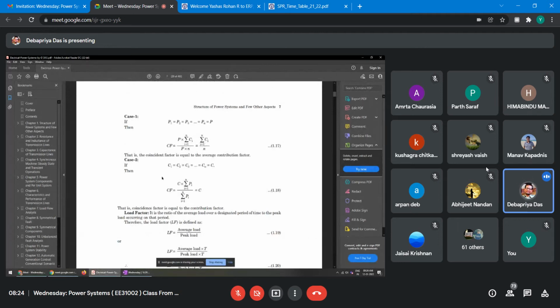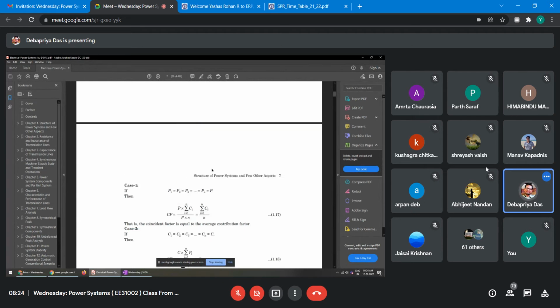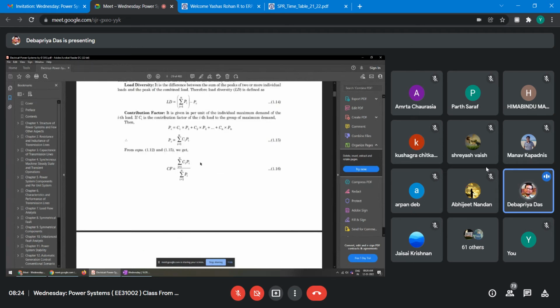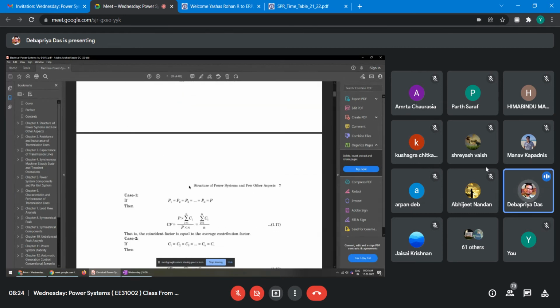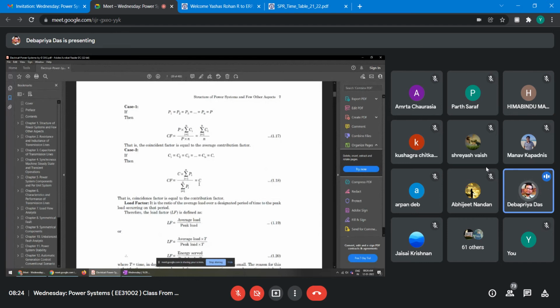In case 2, if C1, C2 all are the same, then in this equation C should be common, and sigma Pi upon sigma Pi will be cancelled, with summation of course from i equal to 1 to N. So in that case, the coincident factor will be C, right? So this is some terminology, but it is used particularly in the generating plant. Most of the cases it is the generating plant, right?